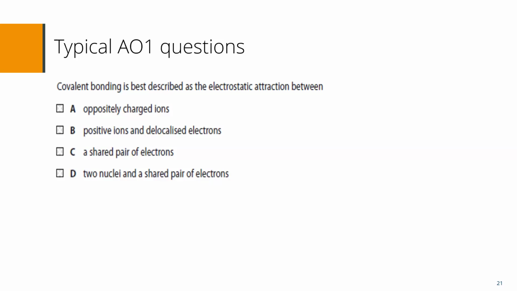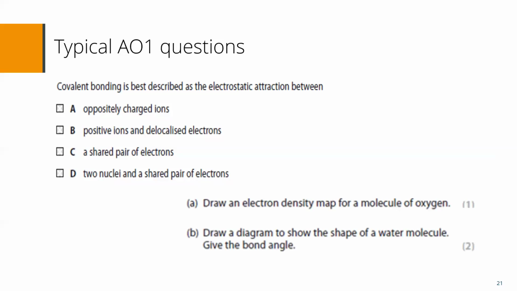There is one there. Covalent bonding is mentioned on the specification as the electrostatic attraction between two nuclei and a shared pair of electrons. Since it's mentioned on the specification as something the student should know, that of course is AO1. Draw an electron density map for an oxygen molecule: that is listed on the specification, so that is AO1. Draw a diagram to show the shape of the water molecule and give the bond angle. That is mentioned on the specification, so it is AO1.